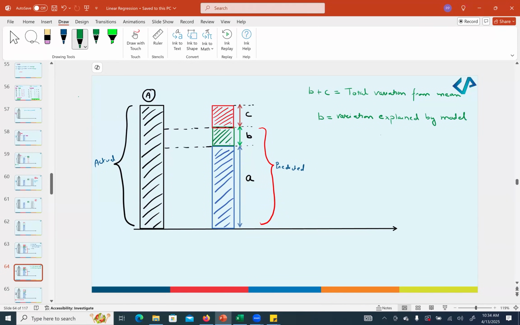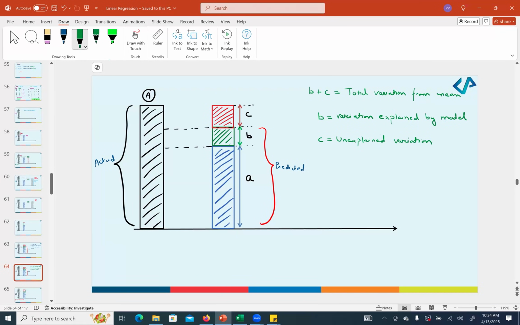Okay, the remaining part, whatever you are not being able to explain, we call it unexplained variation. And unexplained variation can be because of many different things. It can be because of the variables that I am not aware of. It can be because of the variables that I'm aware of, but I'm not being able to capture.